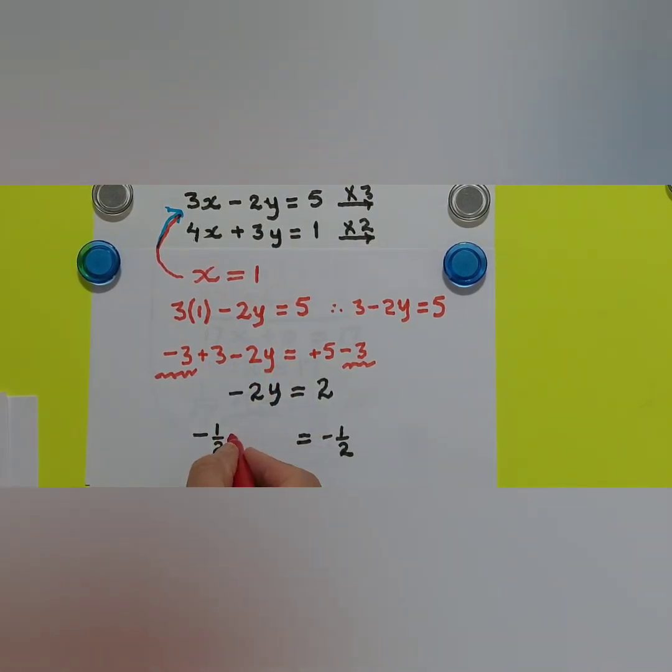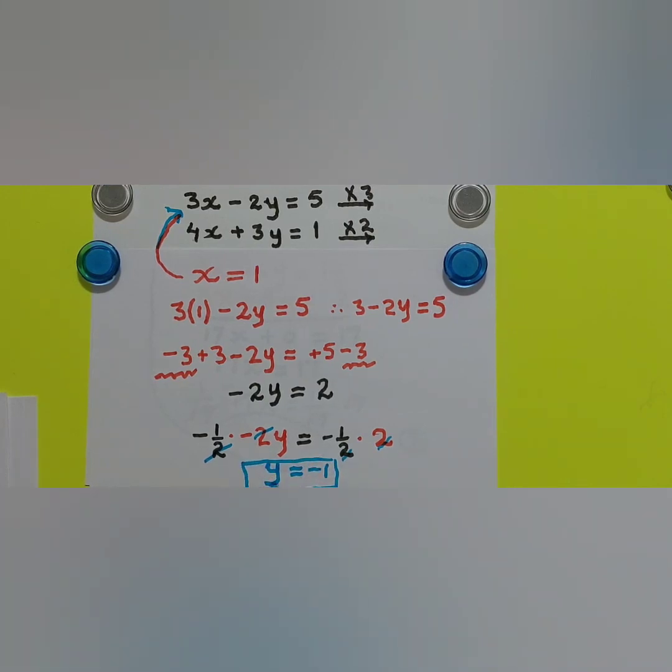So here, minus 2y. Here, just 2. And we make a cancellation. You just cancel 2 with 2. Negative 1 times negative y, that means y is equal to, and here also cancel 2 with 2, you get negative 1. So this is the value of y.